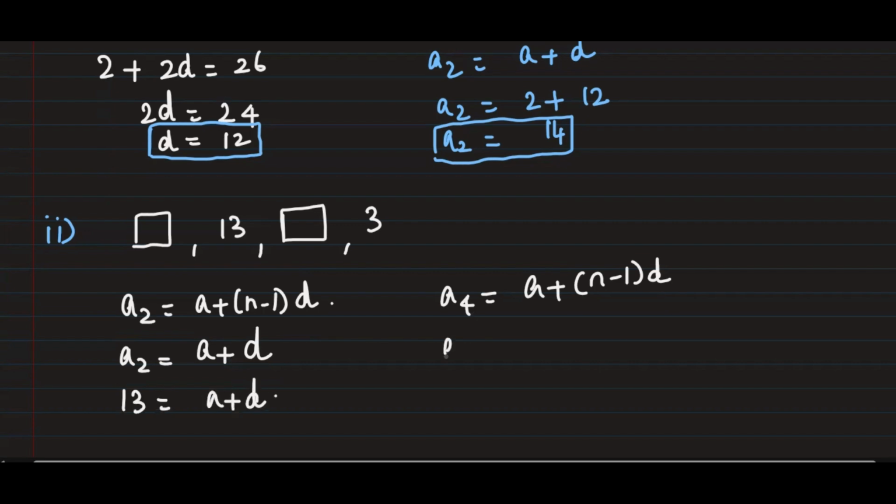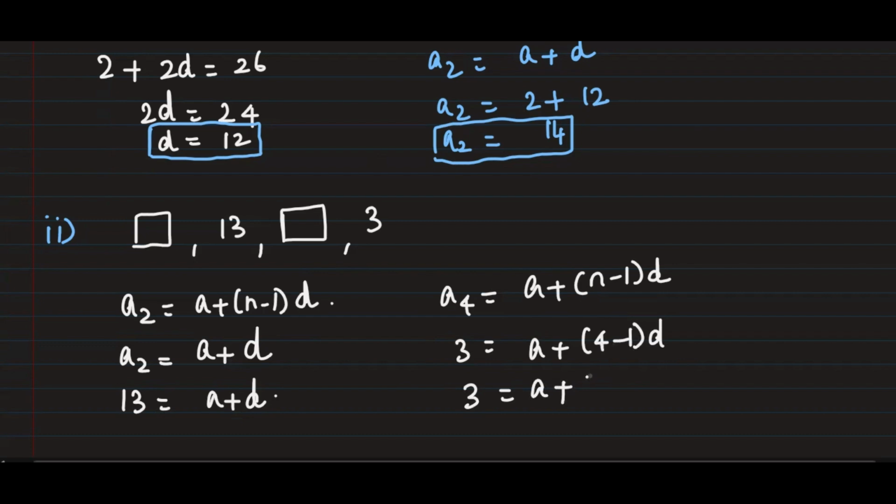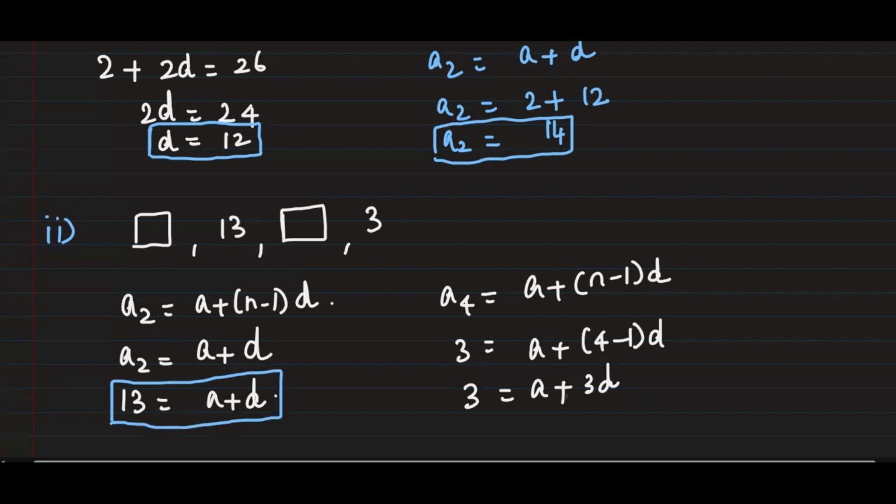Next one, A4 is equal to, A4 is 3, okay. Let's substitute now. So A4, that is the value in my fourth term, is 3. So 3 is equal to A, we don't know A, plus (4 minus 1) into d. So 3 is equal to A plus 4 minus 1, which will become 3, 3d. Okay, now we have arrived at the two equations here. The first equation is A plus d is equal to 13, and the second equation is A plus 3d is equal to 3.